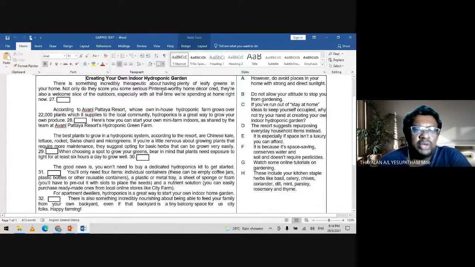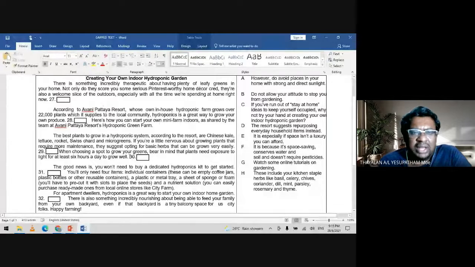Now, let's look at the first paragraph. There is a gap there, so we need to see what is before. Before it we would see: not only do they score you some serious Pinterest-worthy home decor cred, they're also a welcome slice of the outdoors, especially with all the time we are spending at home right now. So it still speaks about something about the inception of the idea, or how you go about it.